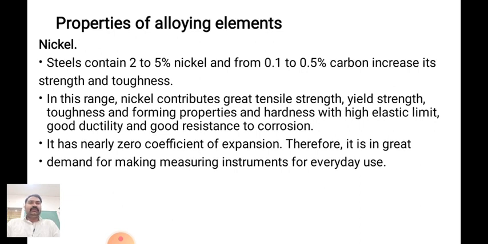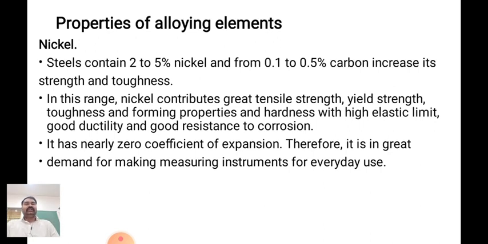Okay, it has a nearly zero coefficient of expansion. Now the coefficient of expansion is related to the deformation during the metal working processes performed on the steel. As we are using the steel for a metal working process, it may be hot working or cold working. In that case, there will be some deformation after that working process. But nickel has a zero coefficient of expansion, that's why there will be no or negligible deformation at the time of metal working processes.